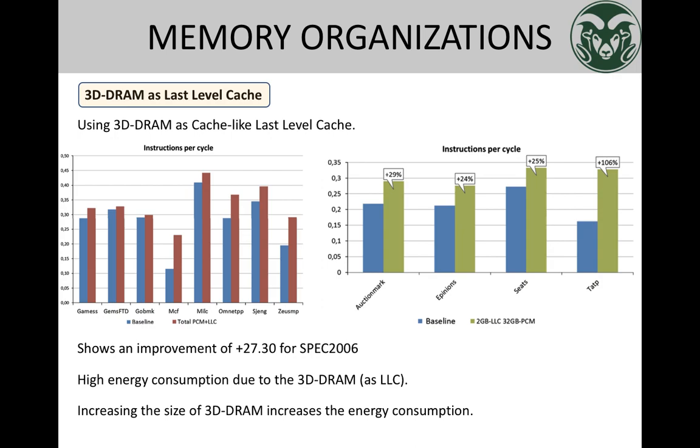There is a similar pattern shown as in the first case, where the 3D DRAM gives an average better performance of 27.3%. This result is clear because of the above mentioned advantages. However, there is still an increase in energy consumption of 3D DRAM. Since the last level cache is bigger than the normal cache, there is an increase in energy consumption.